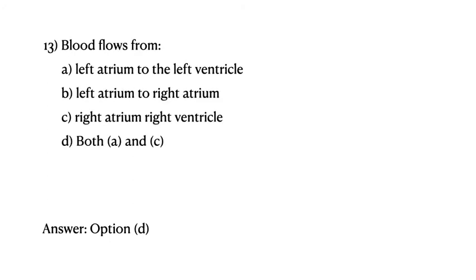Question number 13. Blood flows from option A, left atrium to left ventricle, option B, left atrium to right atrium, option C, right atrium to right ventricle, option D, both A and C. Now children, what would be the answer here? Yes, answer is option D, that is both A and C. Blood in the heart flows from left atrium to left ventricle and right atrium to right ventricle. So here both A and C is the correct answer.